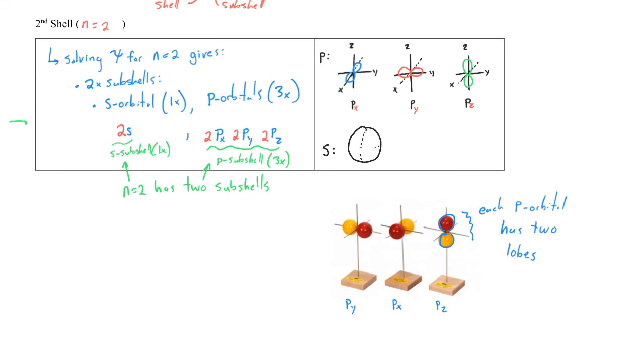Well, s is always a sphere, and the 2s orbital is just a larger sphere than the 1s orbital. So I'm drawing a 2s orbital here, and these aren't to scale, but it's approximate, and then a 1s orbital next to it. Notice the 2s orbital has a larger radius. It's bigger than the 1s. That's basically the difference between these two.